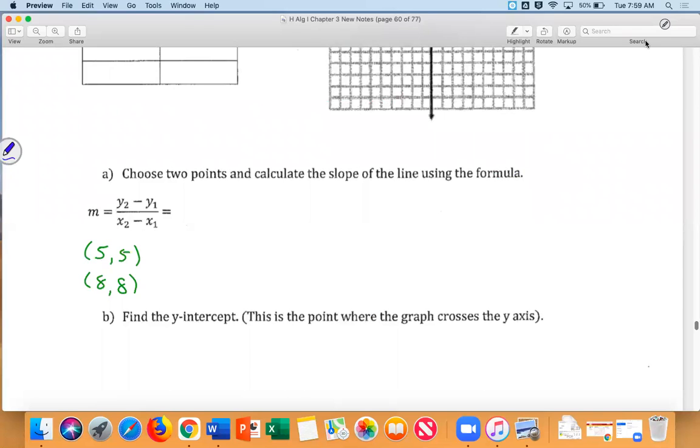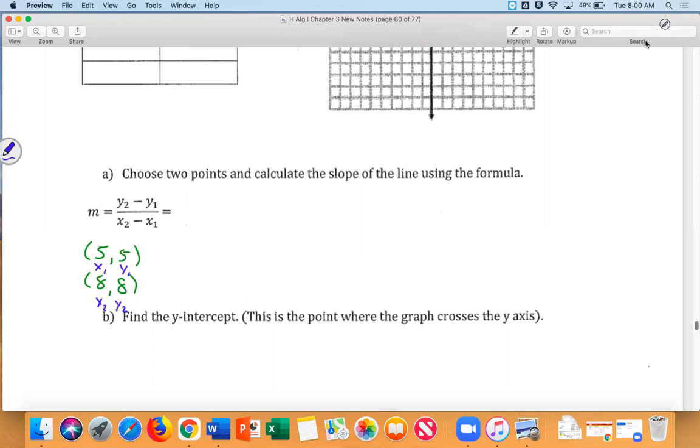Do you guys remember how to find the slope of a line? Do you remember step number 1? Start with an L and an able? Label. So we're going to label our points x1, y1, x2, y2. And then step number 2 was what? Write my formula. That's already written for me right there.